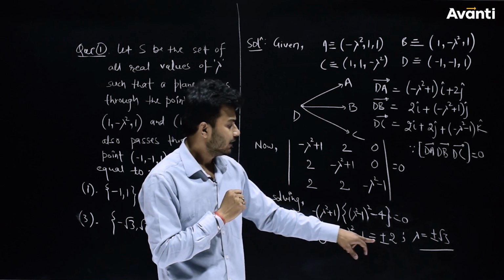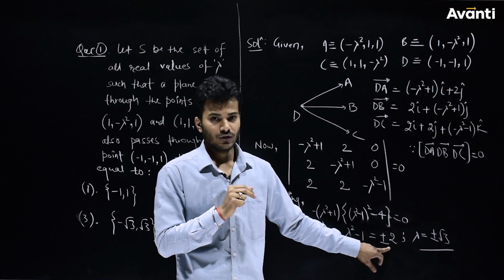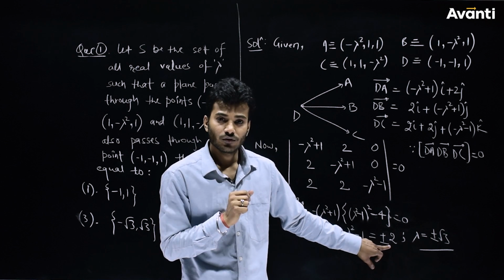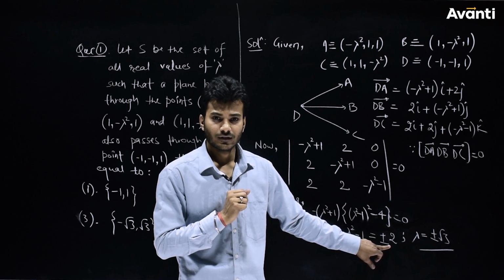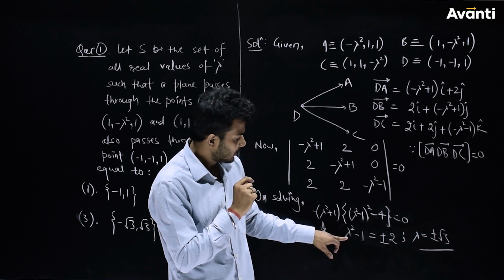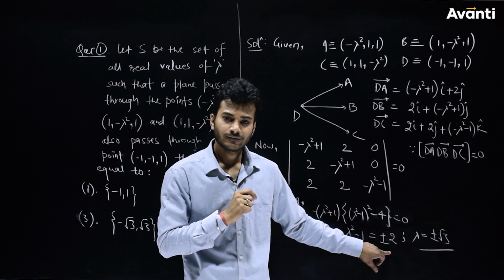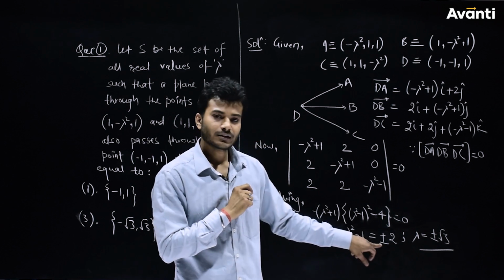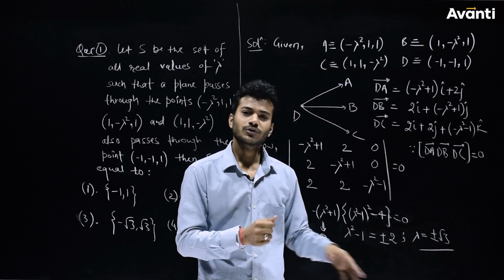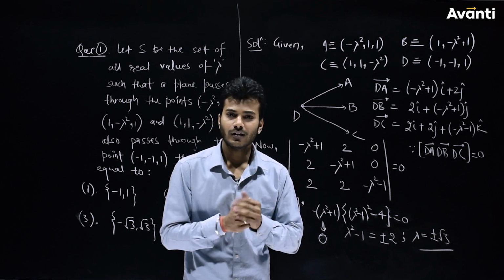Alright, and finally you see here we get 2 cases, plus 2 and minus 2. Now lambda square minus 1 equal to minus 2 will not give you any solution, because we are supposed to find real lambda. So the only possibility we get is lambda square minus 1 equals plus 2. When you solve this, you will get lambda square equals 3, and finally lambda equals plus or minus root 3. Alright, this is the solution for question number 1.